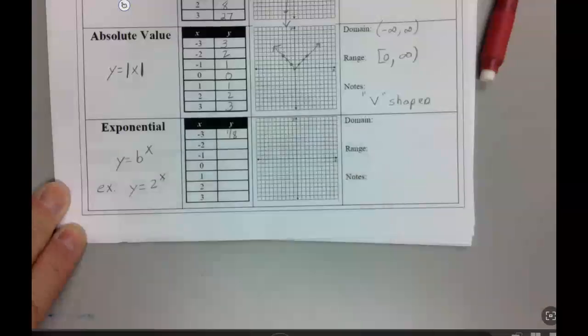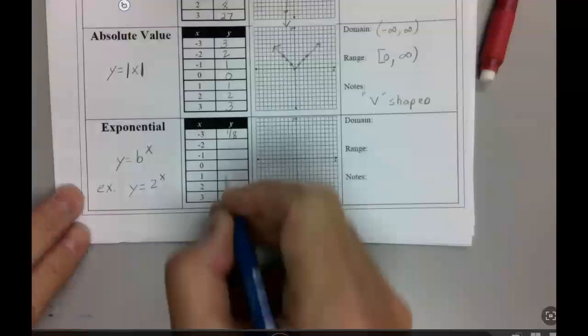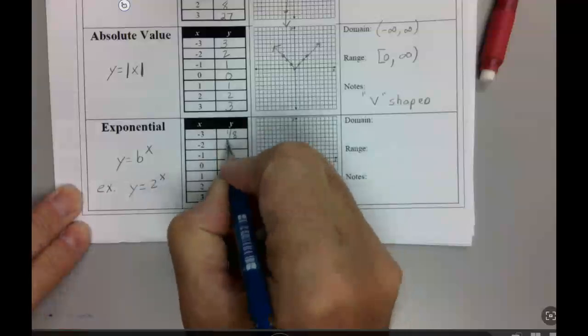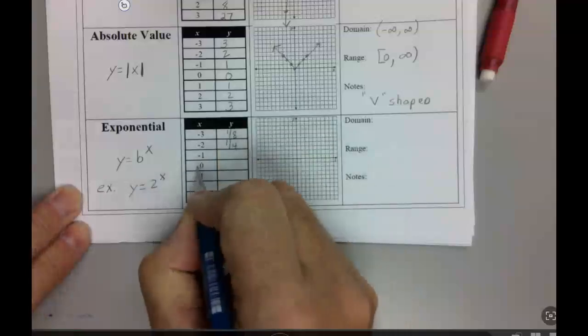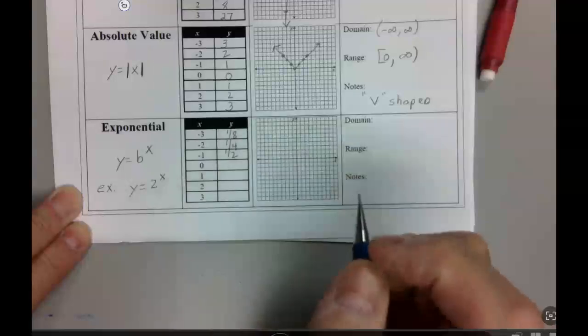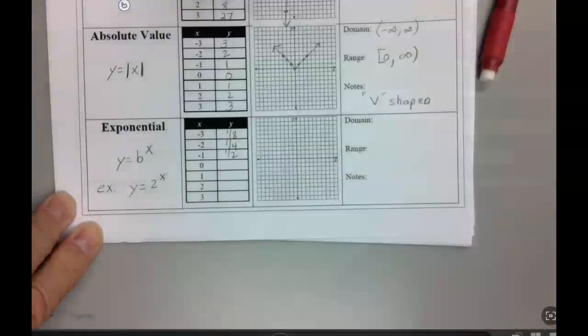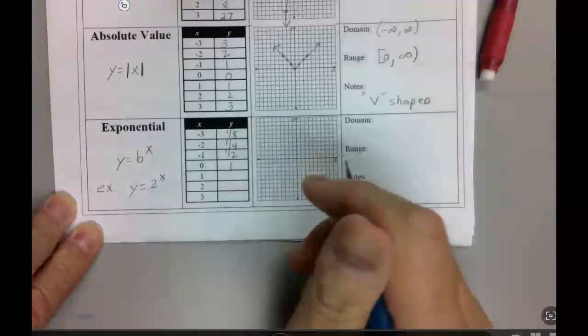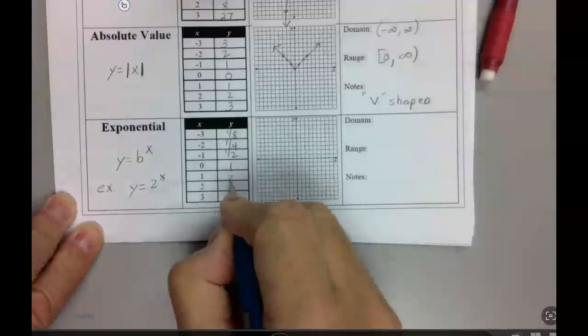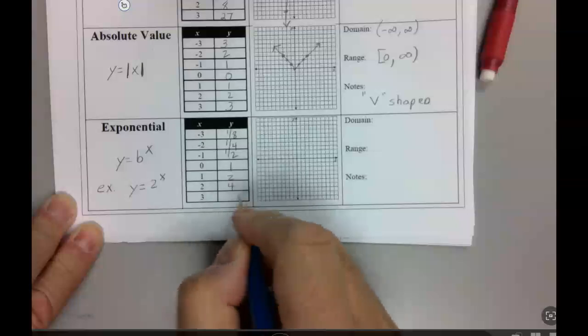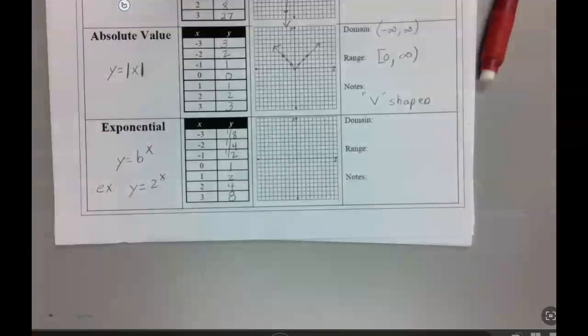1/8 means 1 over 2 cubed, okay? Negative exponent, agreed? Then 1 over 2 squared would be what? 1/4. 1/2. Okay? 2 to the 0 power. Anything to the 0 power is equal to what? 0 or 1? Anything to the 0 power is equal to 1. 2 to the first is 2. 2 squared is 4. 2 cubed is 8. Okay?